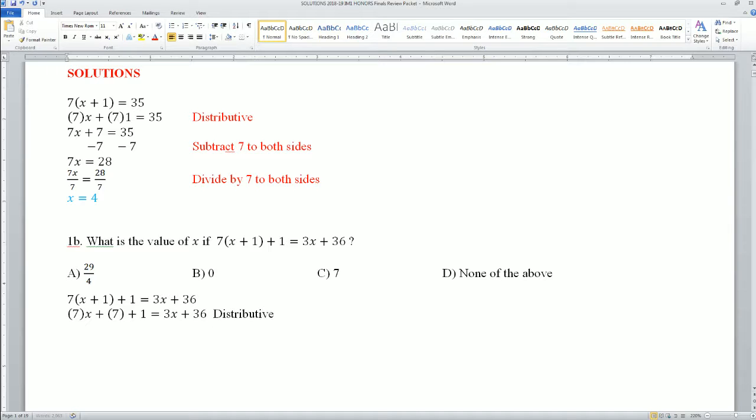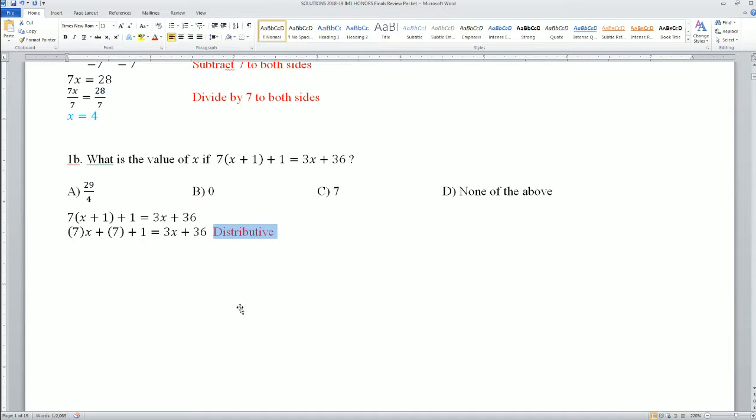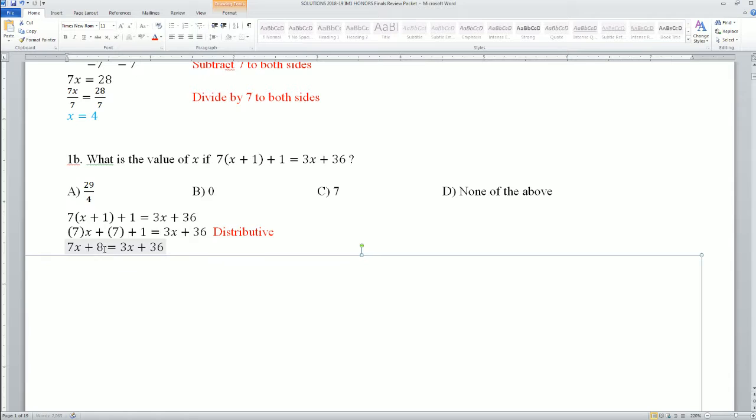I'm going to write that to make sure you understand that I'm distributing, because again, you're trying to get rid of the parentheses first. 7 times x and 7 times 1. This is what it looks like once you simplify. 7x becomes 7x. 7 plus 1 is 8. And the right hand side remains the same, 3x plus 36.